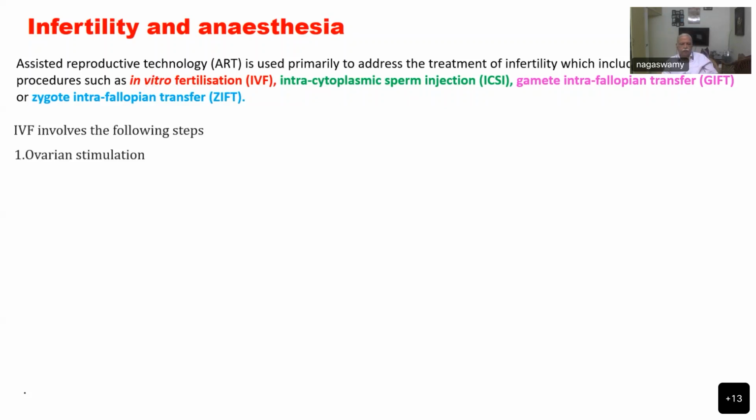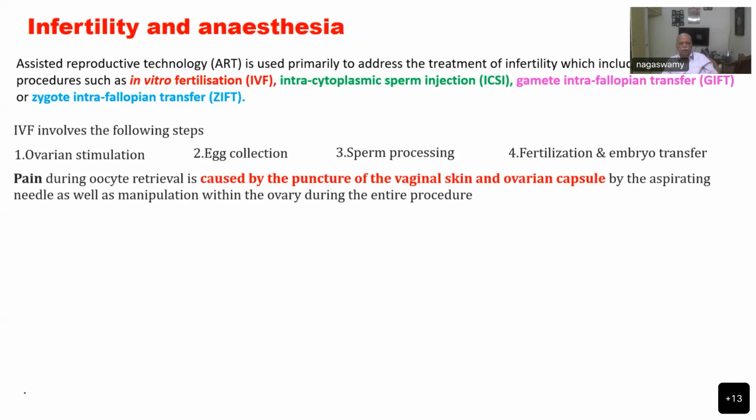Ovarian stimulation is the first step. Then you have to collect the eggs. Then you have to process the sperm and fertilize, and then allow the embryo to form, and then transfer the embryo into the mother's uterine cavity. These are the four common steps that are processed in IVF.